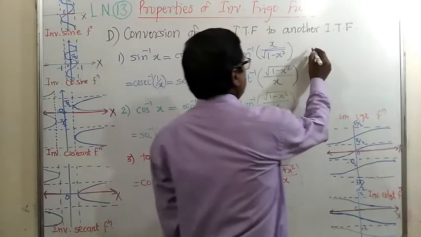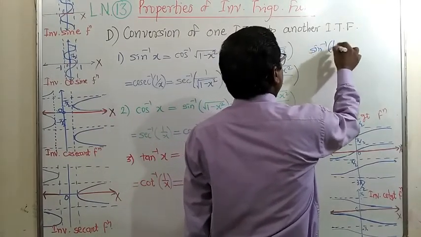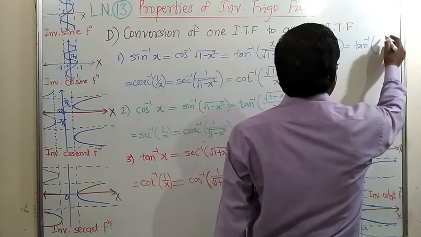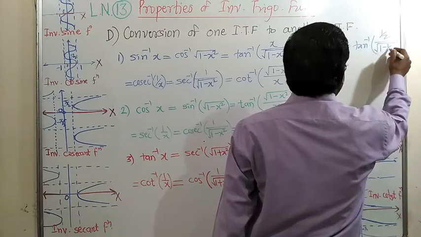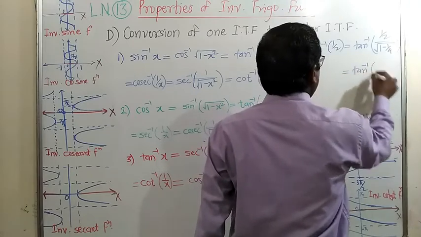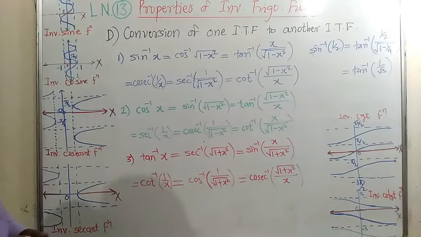Whenever, in an example you have been given, suppose sin inverse of half, then you can directly write it is nothing but tan inverse of half upon root 1 minus half, that is 4, and that is equal to tan inverse of 1 upon root 3. So sin inverse of half is equal to tan inverse of 1 upon root 3.